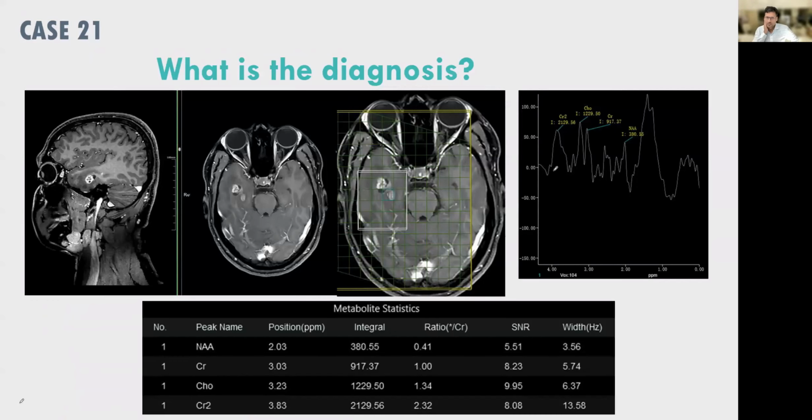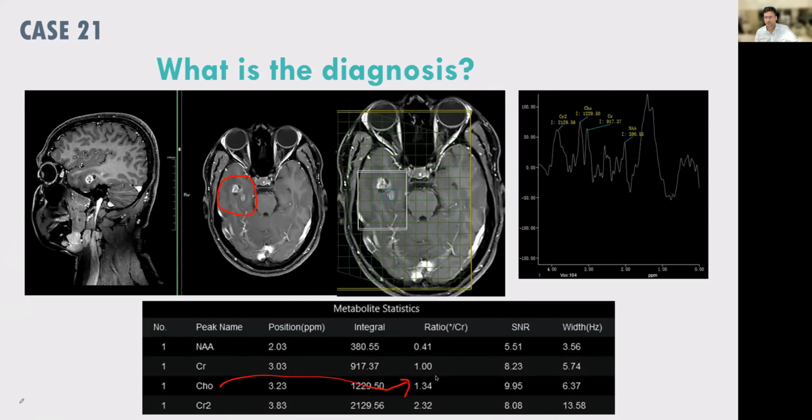What is conventional imaging showing? Anything in specific? What is the sign here? Multiple lesions sitting attached to each other. And if you carefully see, what is the choline to creatinine ratio? 1.34. This is recent United Imaging edition. Choline to creatinine ratio is 1.34.